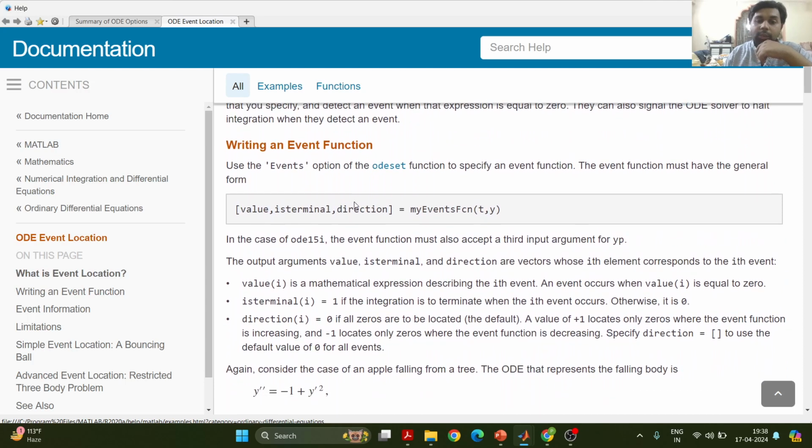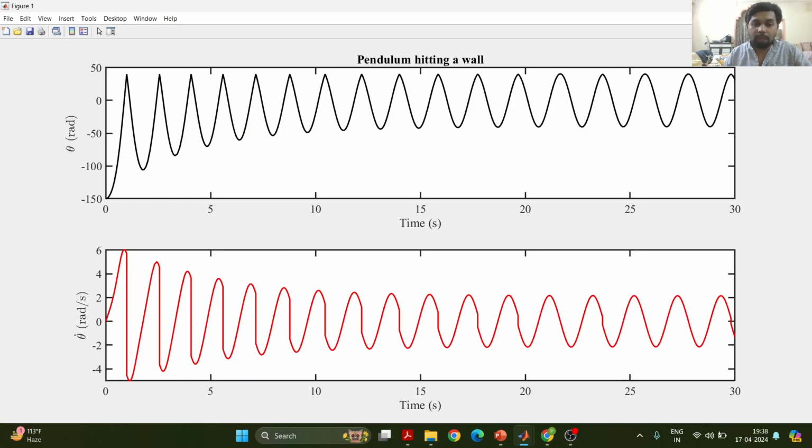And then this is the syntax for the function. Here, terminal is equal to 1. We need to set this option as 1 if we want to terminate the execution of the solver when this event occurs, so we are using this concept.